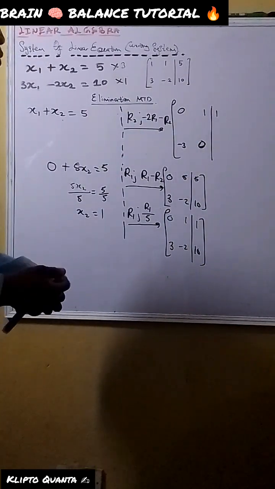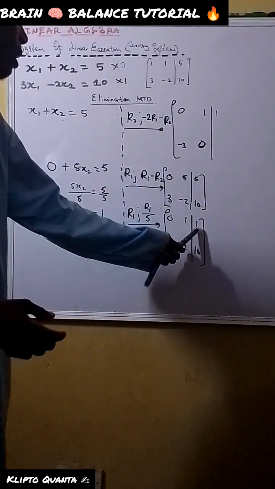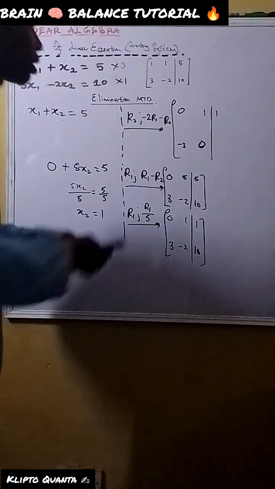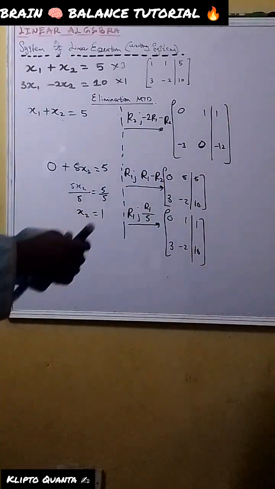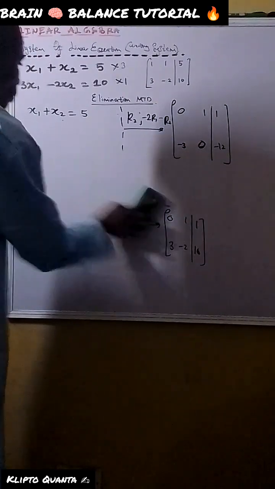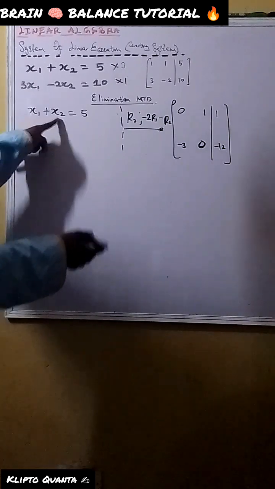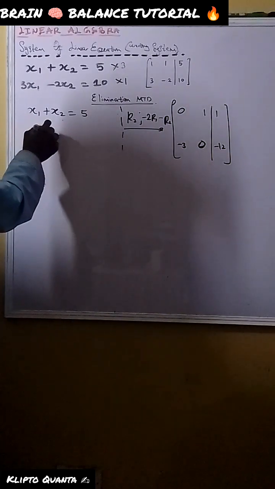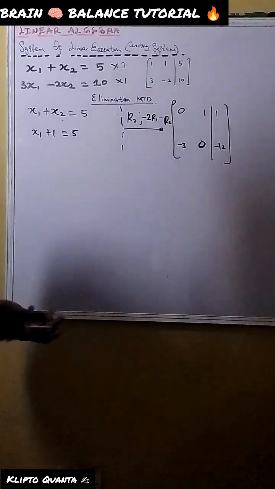Now from there, what do I do next? If I look, minus 2 times this, I still have minus 2. Then minus 2 minus 10, I have what? Minus 12. So from my point of view, I could easily say, breaking this down now, x2 is 1. I can have x1 plus 1 equals what?